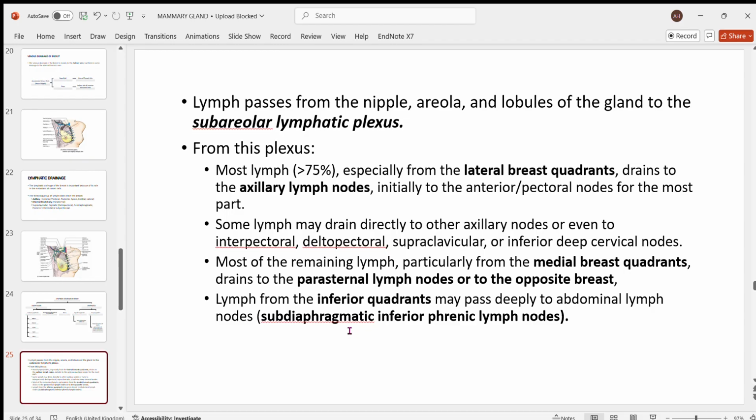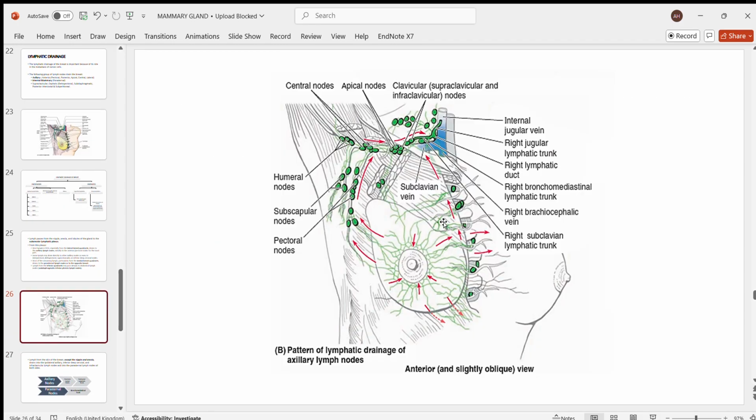So here we can see this is the breast, these are the medial quadrants, and these are the lateral quadrants, and this is the inferior quadrant. So the medial quadrants are drained by parasternal lymph nodes, and lymph from here can go to the other breast. So if there is a carcinoma of breast of this side, it can spread to the other side through the parasternal group of lymph nodes. The lateral quadrants are drained by the axillary lymph nodes here, and the inferior quadrants are drained by the subdiaphragmatic lymph nodes.